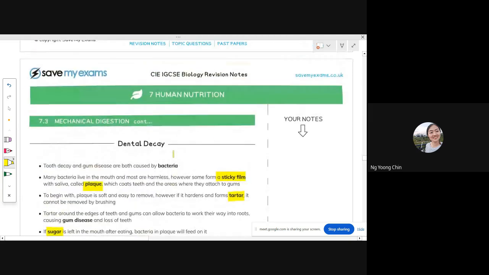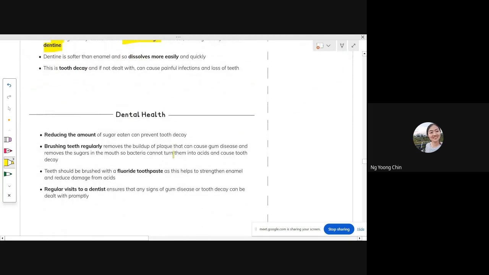Okay, so that's all about teeth. Teeth is very rare to come out in exam, but it has come out before, just a few years only.